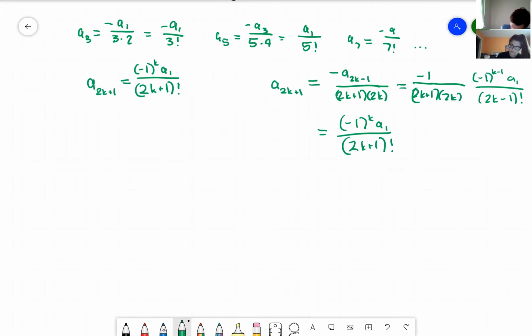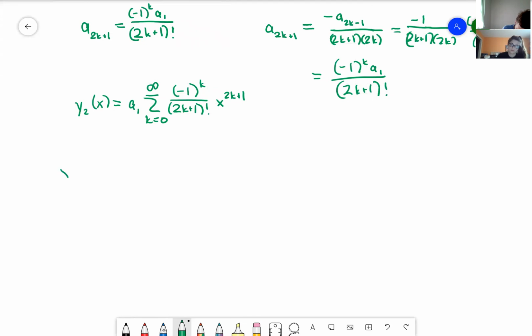Just another example of using mathematical induction, but this time I didn't write out explicitly what all the steps were. Okay. Now, if we look at these odd parts, we get y2 of x is equal to a1 times the sum from k equals 0 to infinity, minus 1 to the k over 2k plus 1 factorial x to the 2k plus 1.